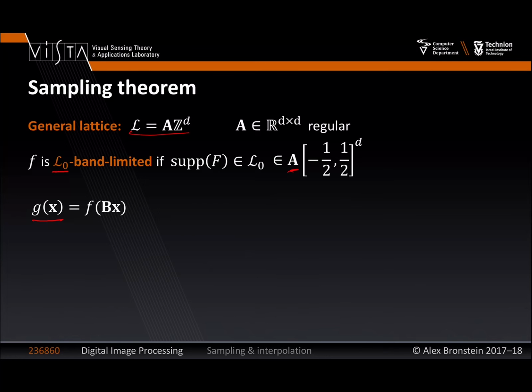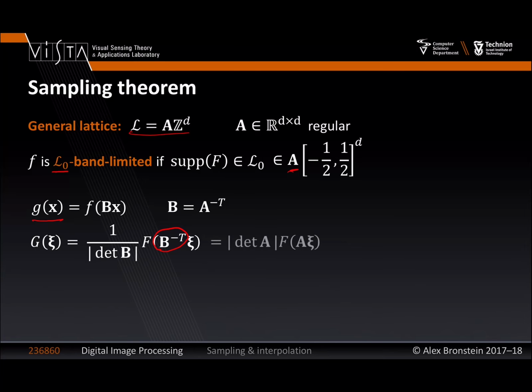Okay, so I define g as f of bx, and b will be the inverse transpose of a, or a star, if you will. So I define this new function g, and what happens to the Fourier transform of g? So the Fourier transform of g, up to some scale, will be scaled, the argument will be scaled by b inverse transpose, right? This is the stretching property of the Fourier transform. And b inverse transpose, what is it? B inverse transpose is A, right? So what we have here is the determinant of A scaling the Fourier transform of F at frequency A xi.